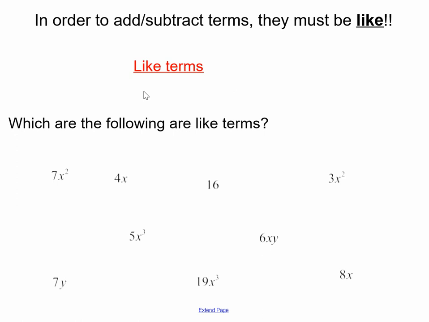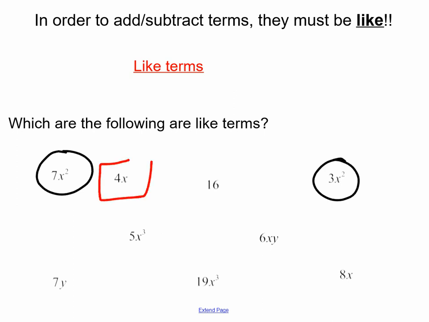So in this situation, if we have 7x squareds, we're looking for other x squareds. So I would have 3x squareds. I have no other x squareds, so that's good there. I have 4 x's. I'm looking for anything else with just an x. I have 8 x's over here, so that would be a like term. I have 16. There are no other numbers, so 16 is by itself there.